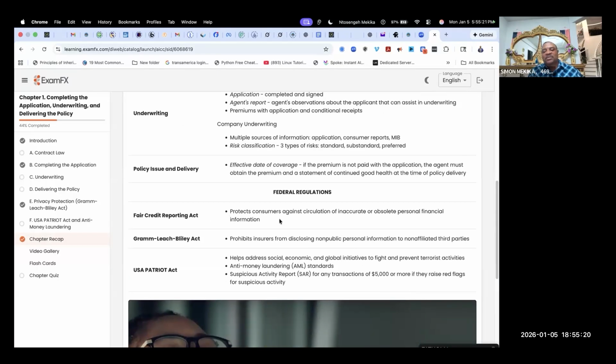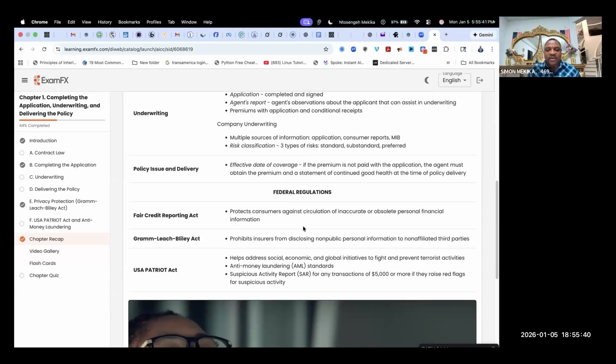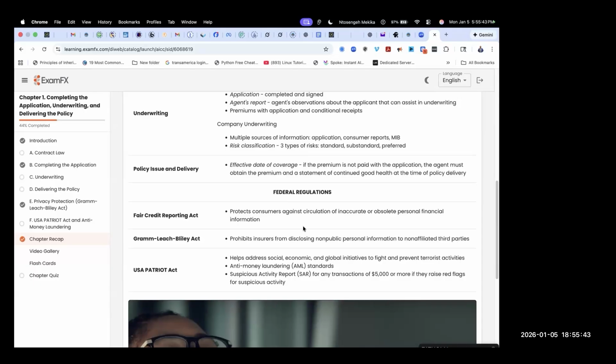Fair credit reporting is something that protects consumers against circulation of inaccurate information. It's like consumer reports. So let's read again from there. Mr. Emma, are you there? Yes, we're there. You may be hearing different voices, because sometimes it's very therapeutic hearing different voices. Yeah, go ahead. Fair Credit Reporting Act protects consumers against circulation of inaccurate or obsolete personal financial information.